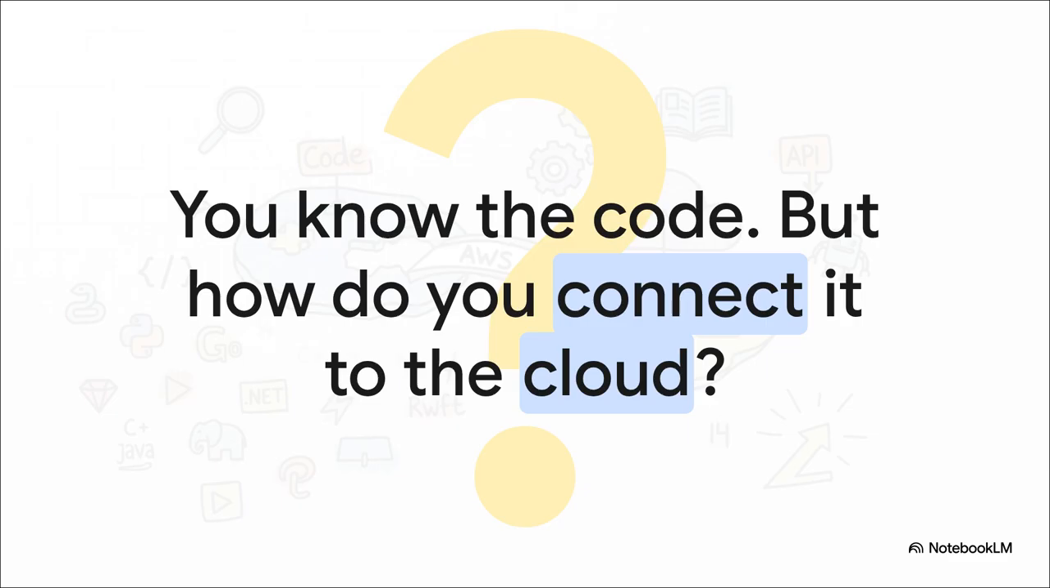I mean, this is the classic problem, isn't it? You spend all this time building something awesome on your own machine, and it works perfectly. But then trying to get it to play nice with a service like AWS Lambda, it feels like a totally different universe. You start wondering, okay, how am I supposed to handle authentication? What about making the right API calls and dealing with all the errors? How do you make the cloud get what you're trying to do?